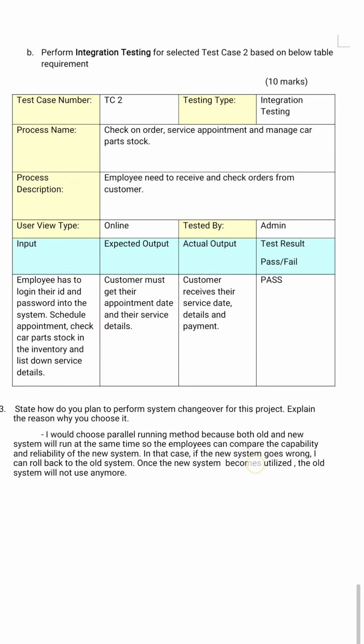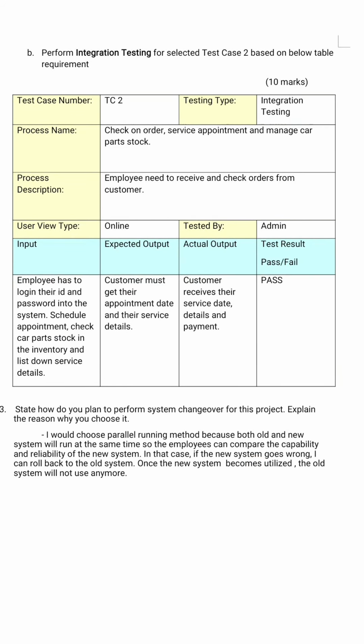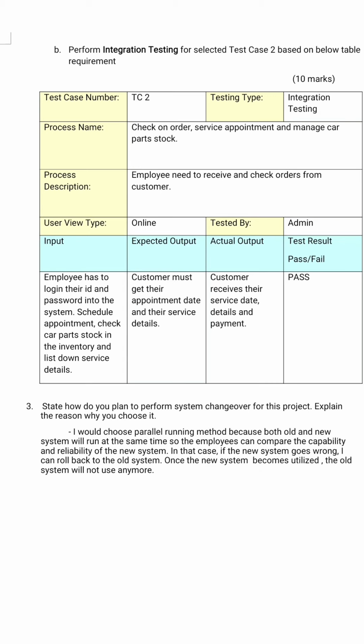Input: employee has to log in their ID and password into the system, schedule appointment, check car part stock in the inventory and list down service. Expected output will be customer must get their appointment date and their service details. Actual output will be customer receives their service date and details and payments. Then the result will be announced later. Then the following will be explained by my other group member.